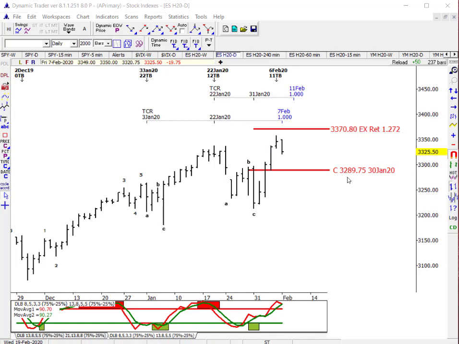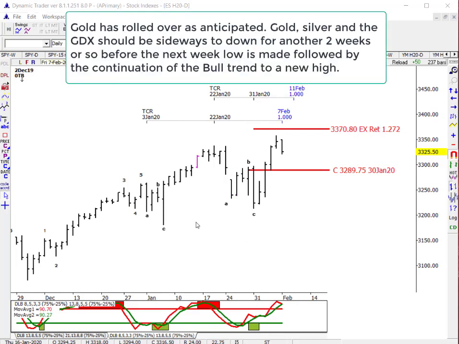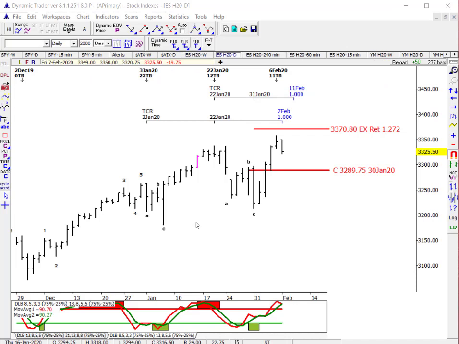32.8975. So there's one other market I'll comment on. I'm not even going to bring the chart up because I've commented on it many times in the last few weeks, and that's gold. Gold has rolled over as anticipated. Gold, silver, and the GDX all should be net bearish for probably another 2 to 3 weeks into the end of February before they complete their weekly bear trend that they're in right now.